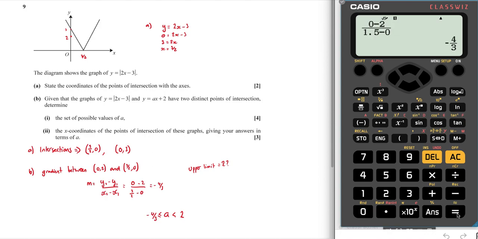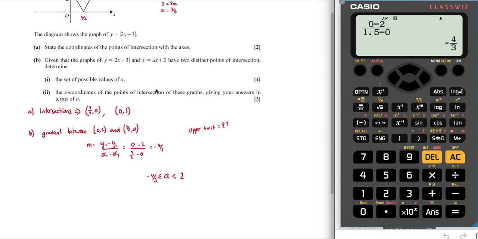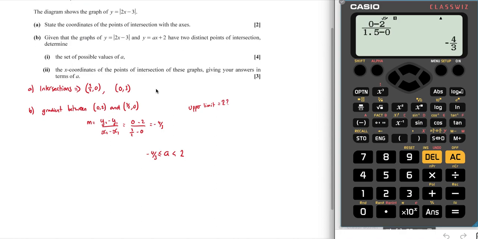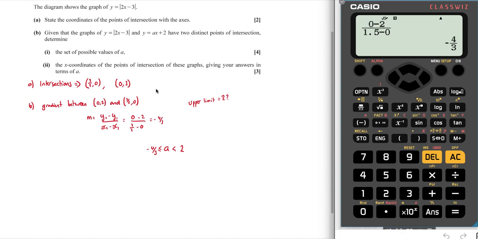Now find the x-coordinates of the points of intersection of these graphs, giving your answers in terms of a. So that looks like we're solving these simultaneously. So let's have a look. It says we want to have the mod of 2x minus 3 is equal to ax plus 2.